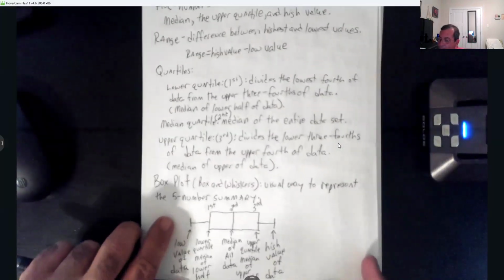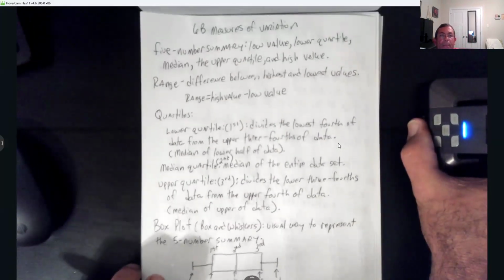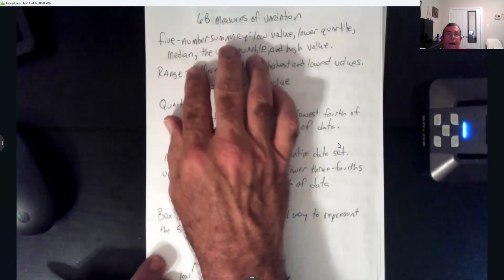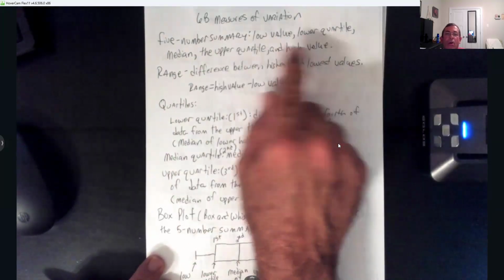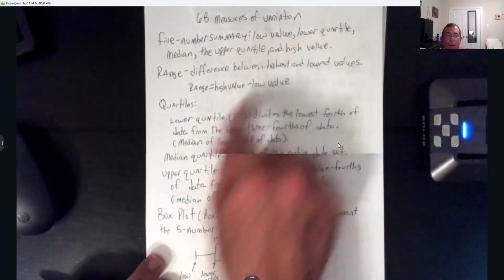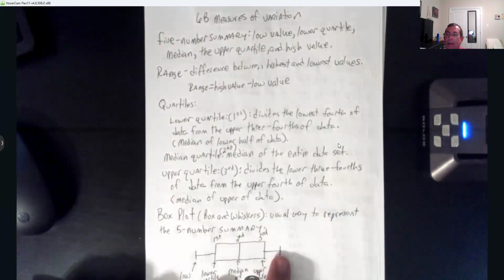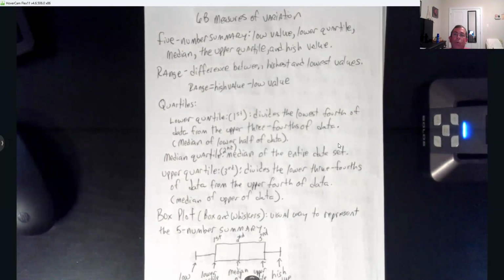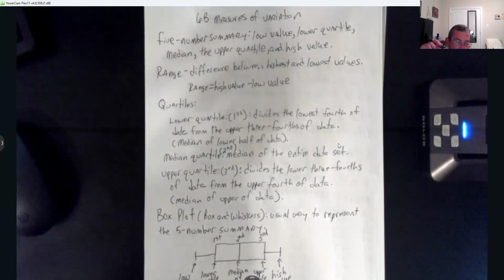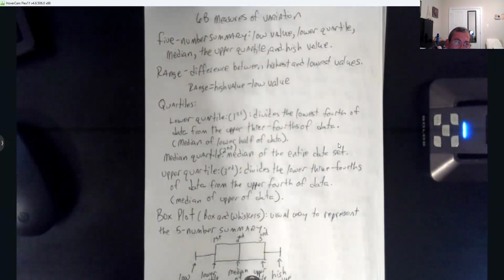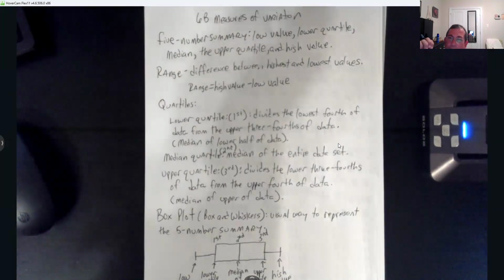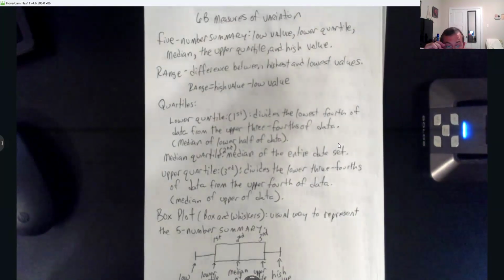And like I said on the front page, it was basically about your 5-number summary. So that's what they're talking about right here, your low, everything that's on this box and whiskers. Low value, first quartile, second quartile, third quartile, and your high value. So what I'm going to do Monday, I'm going to bring an example to show y'all how to do the project.